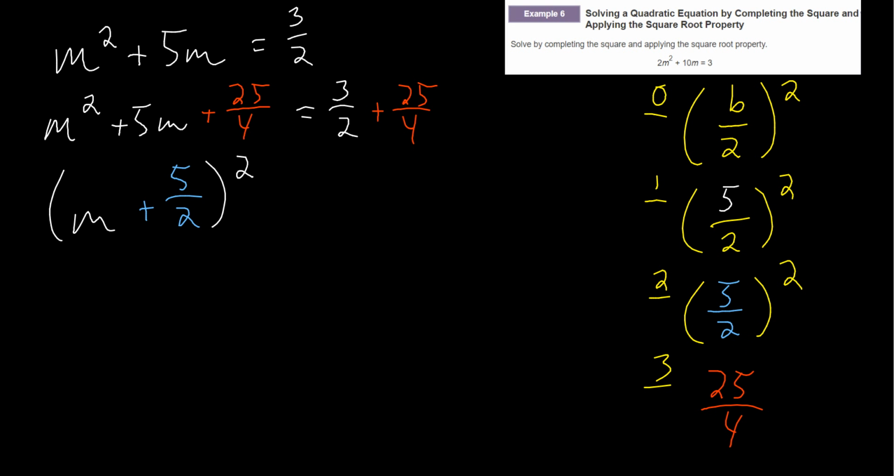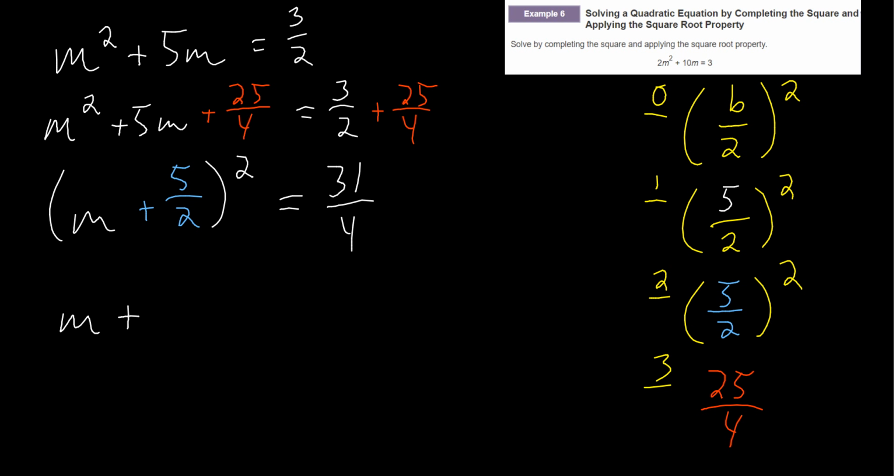And then of course over here we need to combine like terms. Well, 3 halves, if I rewrote 3 halves with a denominator of 4, it would be 6 over 4, and 6 over 4 plus 25 over 4 is 31 over 4. Okay, so again, I got a common denominator there of 4, and then I proceeded. Well, from here, all we're going to have to do is the square root property, right? So we're going to take the square root of both sides.